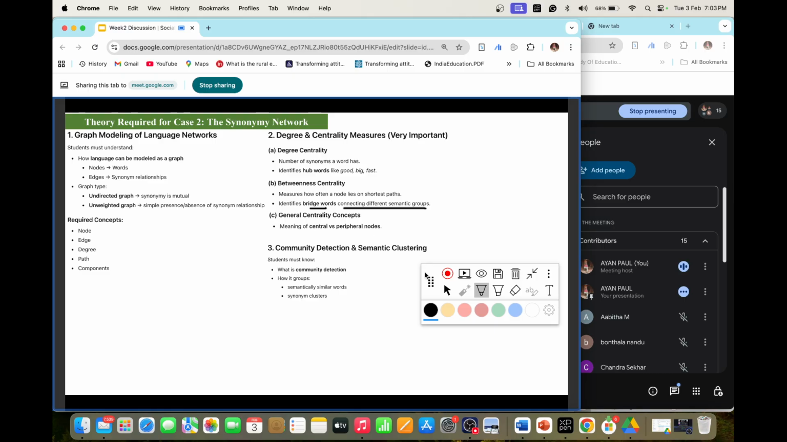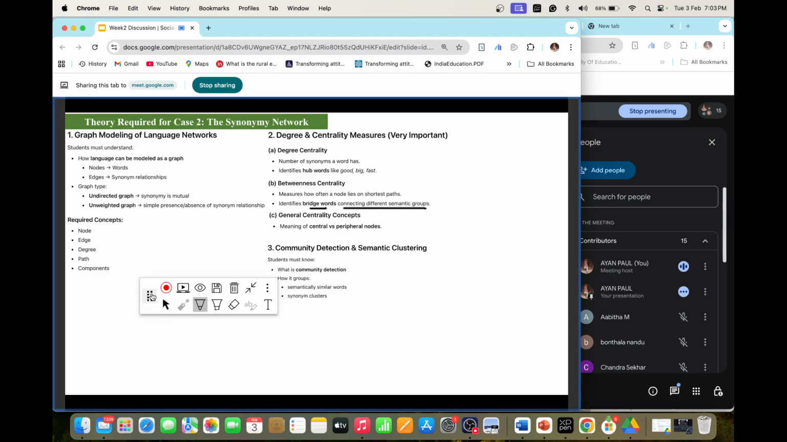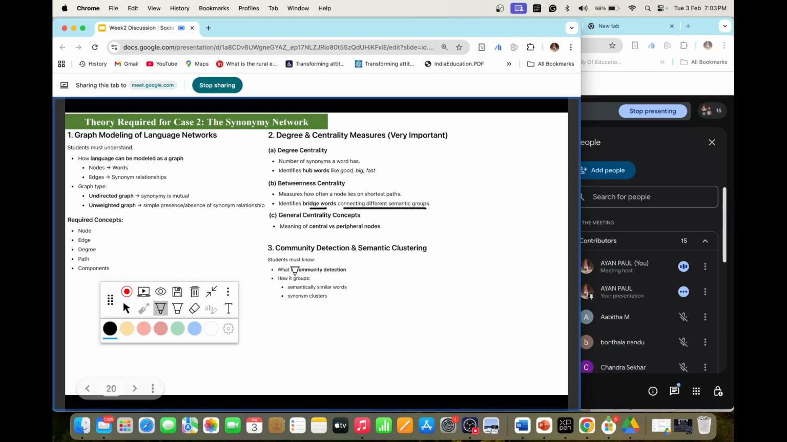And then we have community detection and semantic clustering. What is community detection, you should know, and how it groups semantically similar words into synonym clusters. Community detection is nothing but words forming clusters.